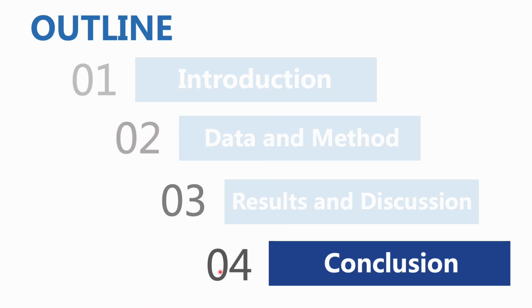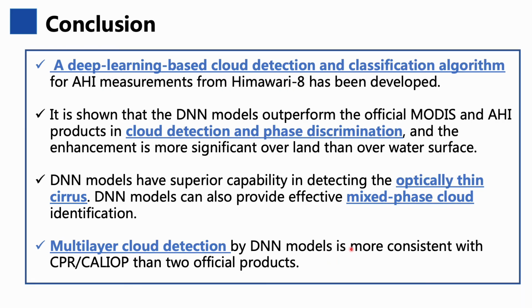Finally, let's briefly summarize my report. A deep learning based cloud detection and classification algorithm for the AHI measurements from the Himawari-8 has been developed. It ensures that DNN models outperform the official MODIS and AHI products in cloud detection and phase discrimination, and the enhancement is more significant over land than over the water surface. DNN models have superior capability in detecting optically thin clouds.